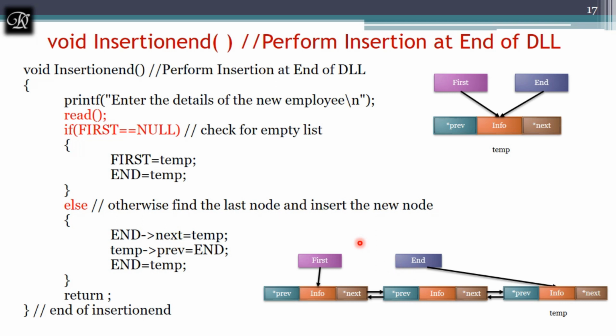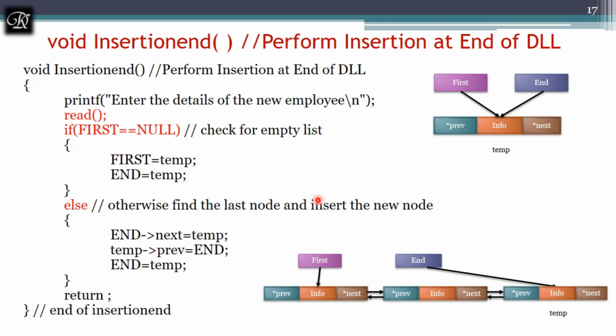Let's see how to perform the same with the help of the code. As before, we are going to have two cases. First case will be an empty list, where whatever we created, we will be calling it the first and last of the linked list. And in the next case, we are going to take end's next and connect it to temp, and temp's previous link to the end, and we are calling the brand new node temp as the end.